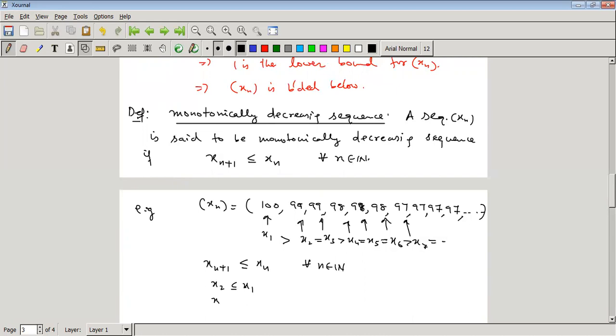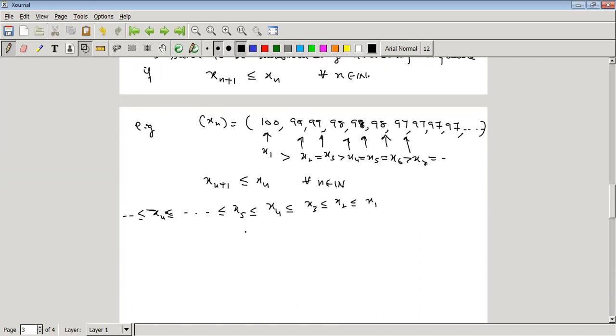So I can write the relation: x2 is less than or equal to x1. Now for n equal to 2, x3 is less than or equal to x2, x4 is less than or equal to x3, x5 is less than or equal to x4, right? In this way, we observe that all the terms of the sequence are less than or equal to x1. So xn is less than or equal to x1 for every n in N. Here x1 acts as an upper bound, right?